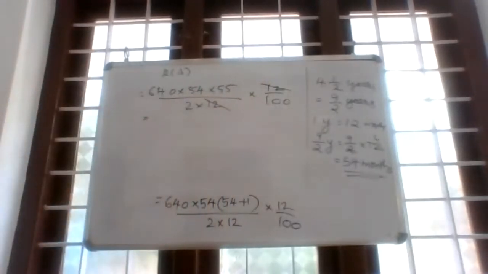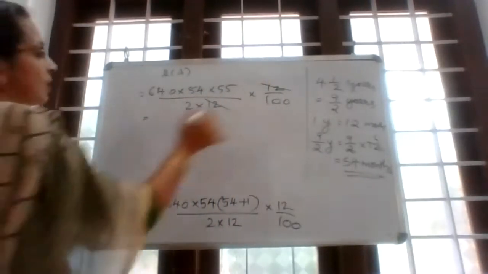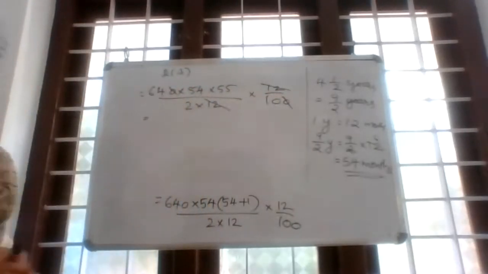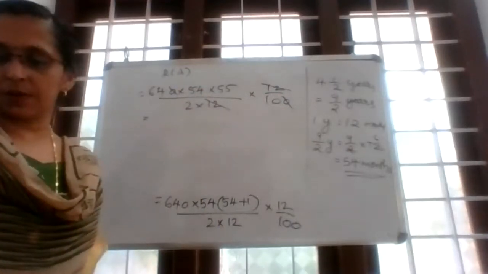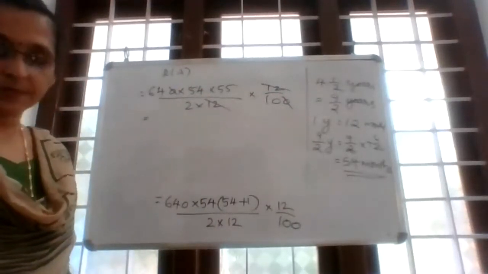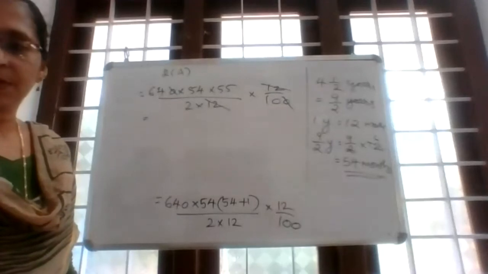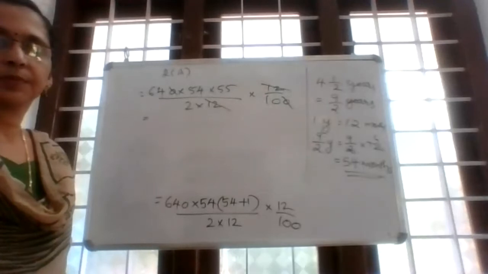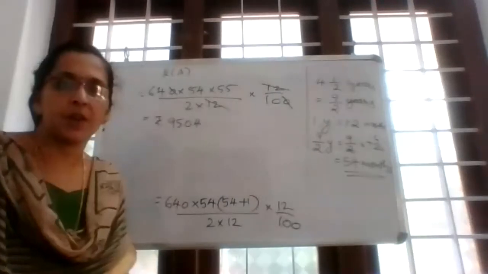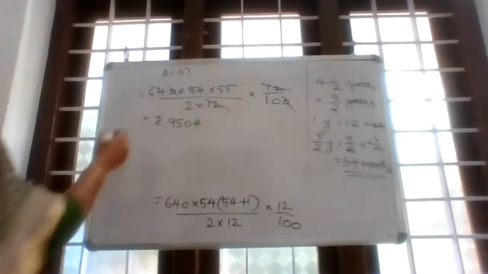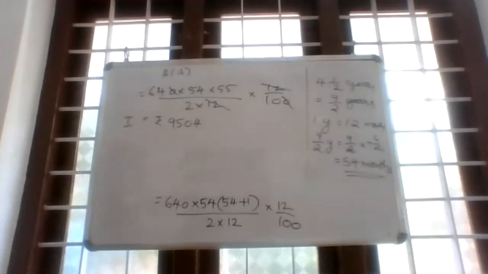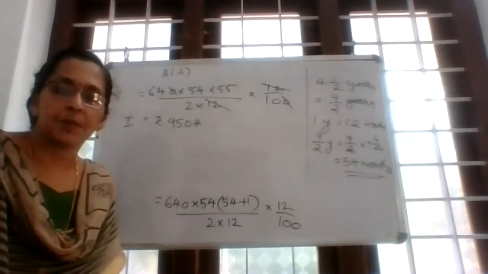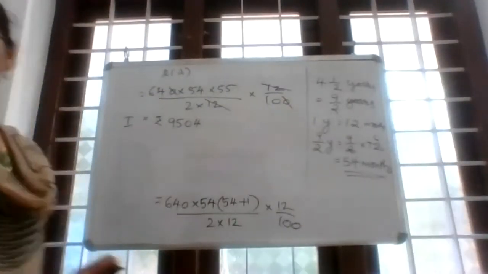Then 1, 0 we can cancel. Then next step. What are you getting? 9,504 is the answer. That is I is equal to rupees 9,504. What about others? Yes, ma'am. Okay.